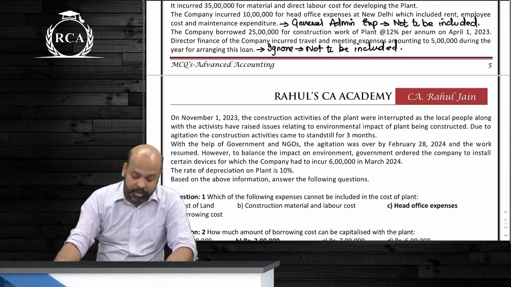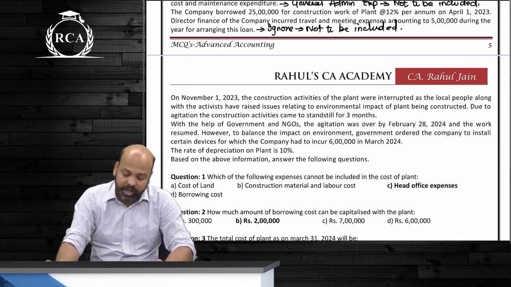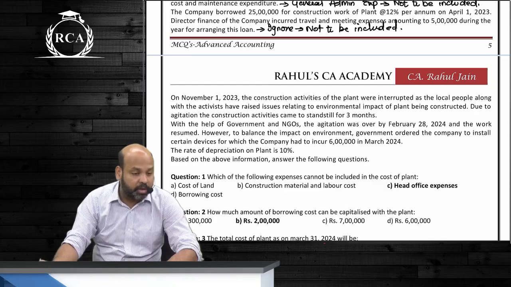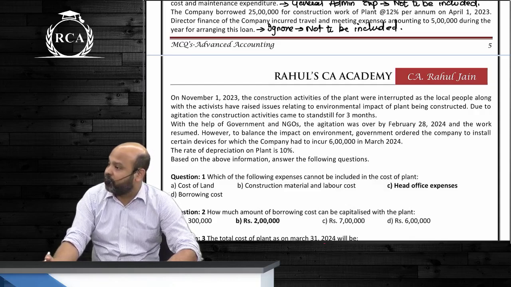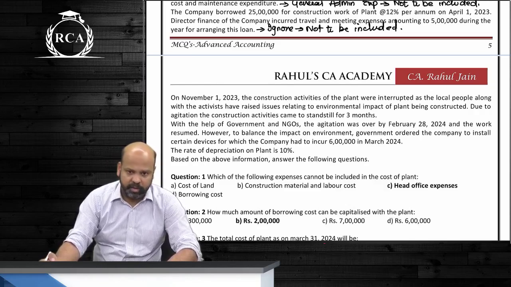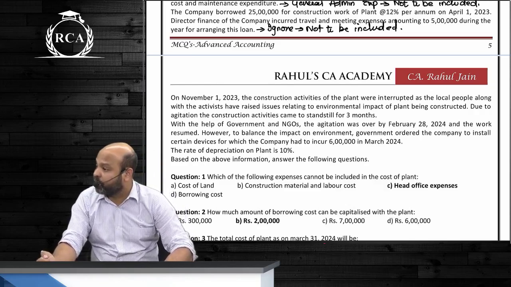On 1st November 2023, the construction activities of the plant were interrupted as the local people along with the activists have raised issues relating to the environmental impact of the plant being constructed. Okay. Whenever there is a suspension of work, guys, what should you do? We should suspend capitalization also.